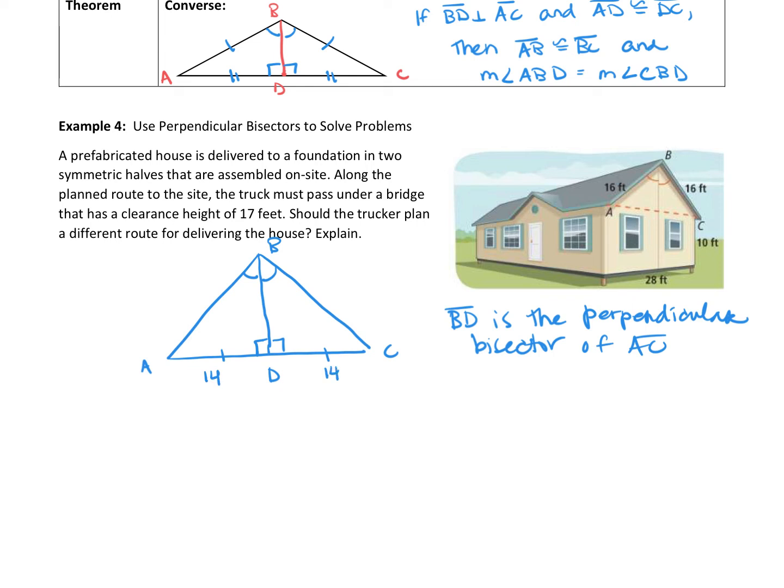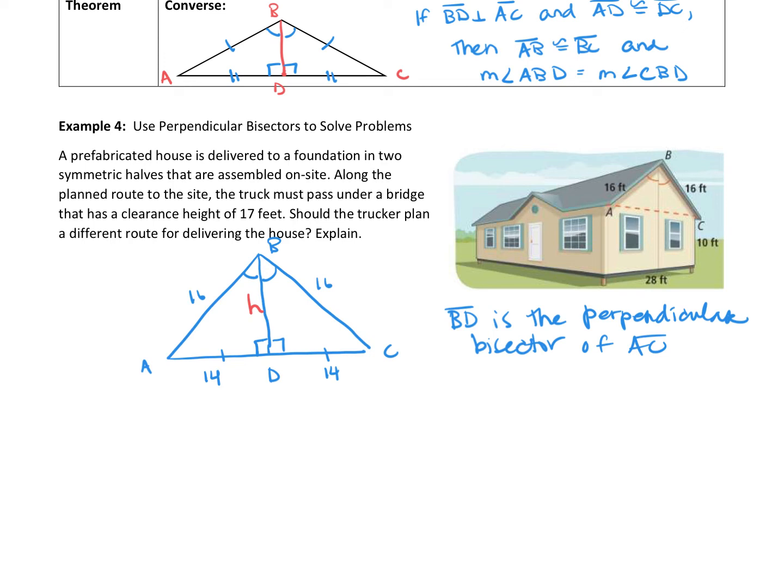We also have some additional measurements in the picture. This roof line, the slanted roof line on either side is 16 feet. And what we're trying to figure out is, I guess I'll just use an H for height. What's the height of this part of our roof? That's from here to here.